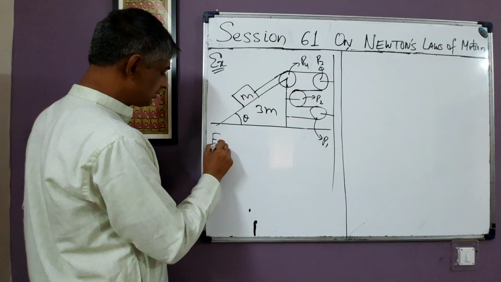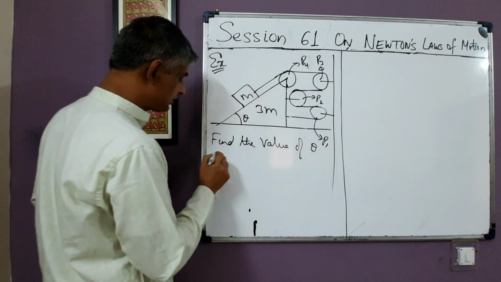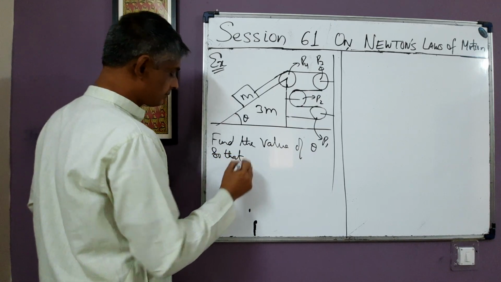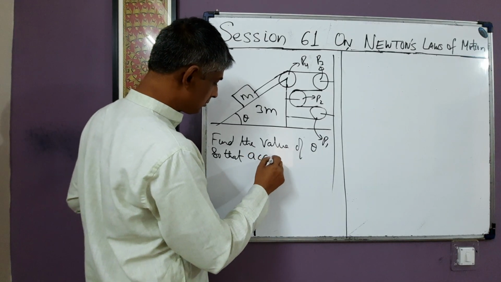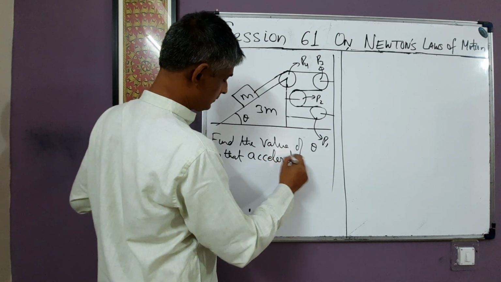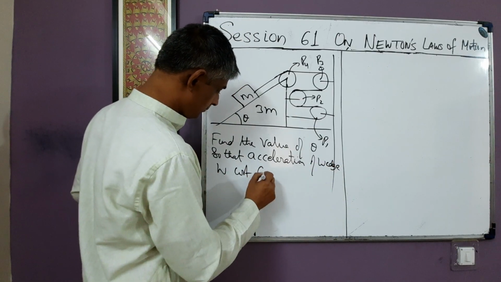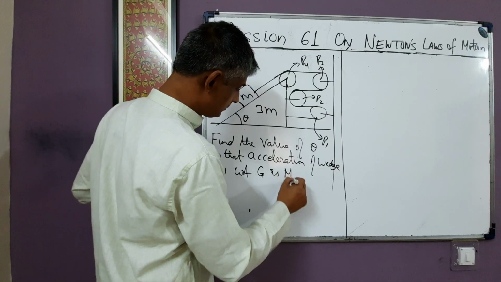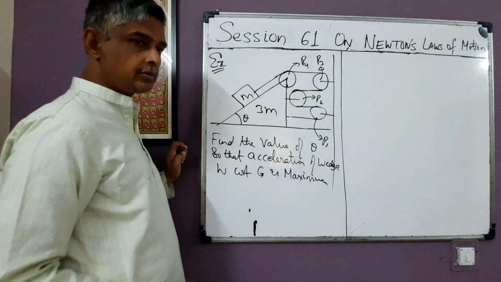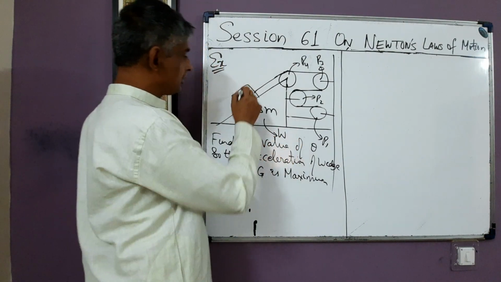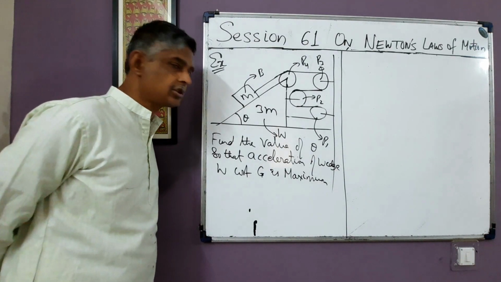Question is, find the value of theta so that acceleration of wedge W with respect to ground is maximum. Here G means ground and W means wedge. This wedge is being denoted by W and this block is being denoted by B. Alright, fine. So this is the question.